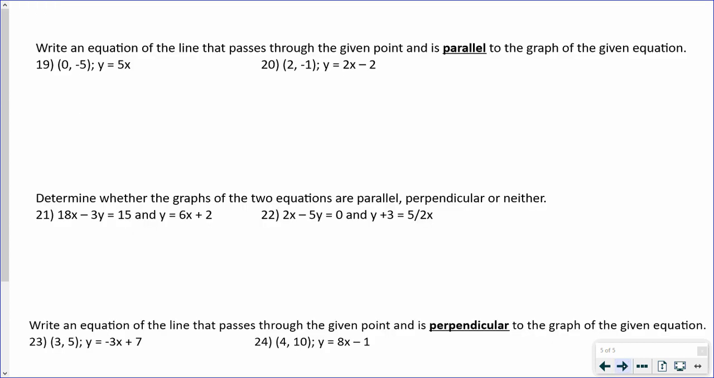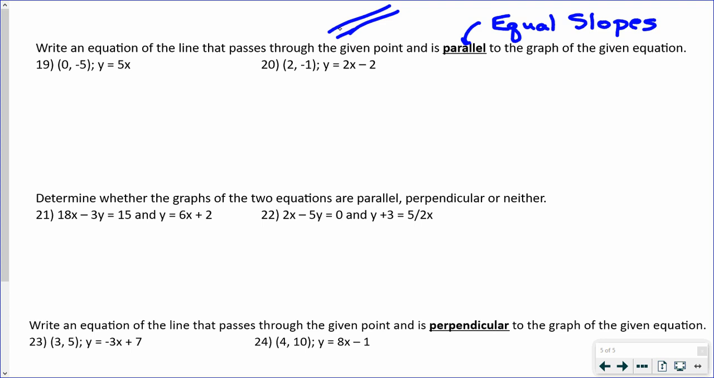All right, last piece. Write an equation of the line that passes through the given point and is parallel to the graph of the given equation. Now here's the key. Parallel lines have equal slopes. Parallel lines have equal slopes. So if you have two lines that are parallel, just pretend they're straight. They have the same steepness. They have the same slope.